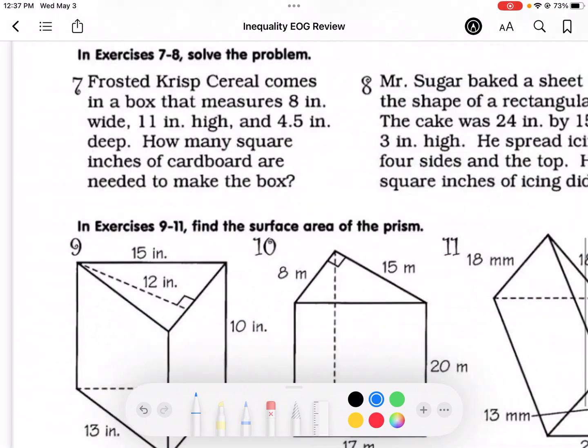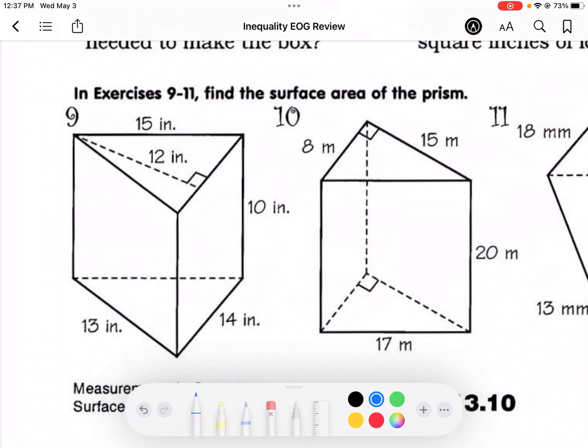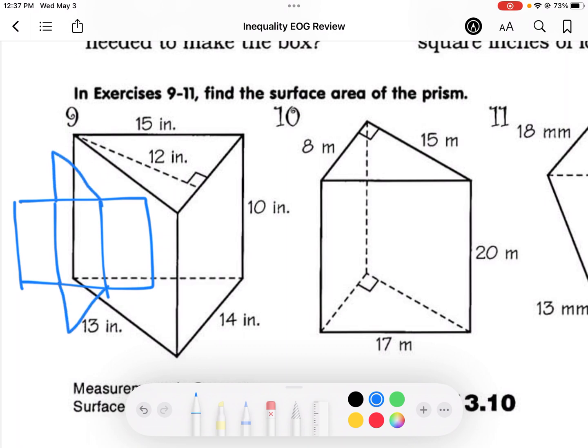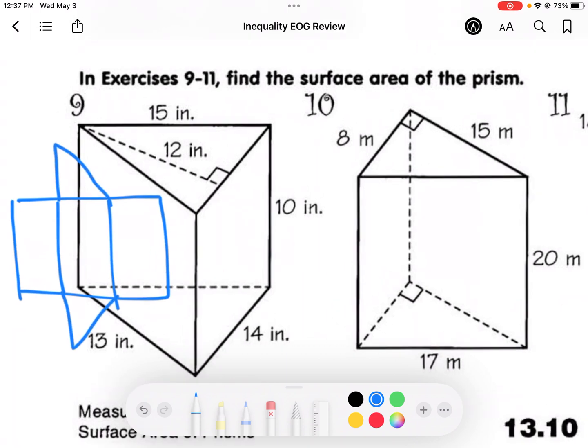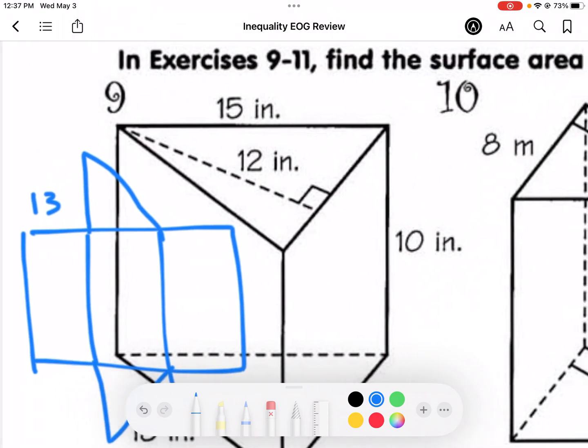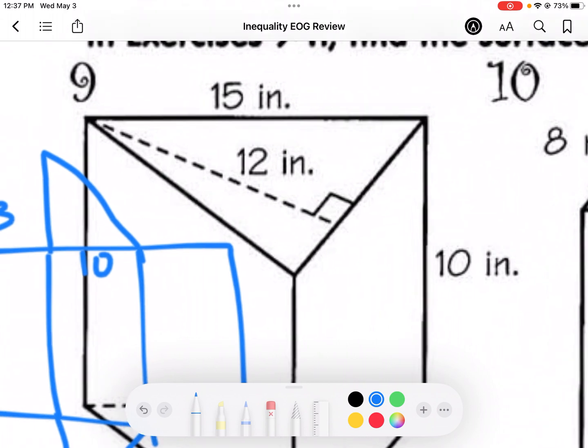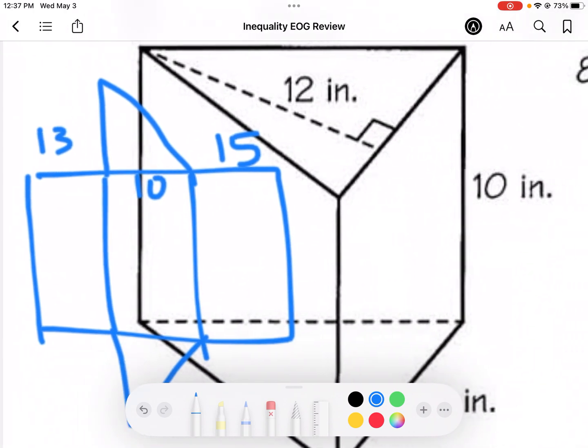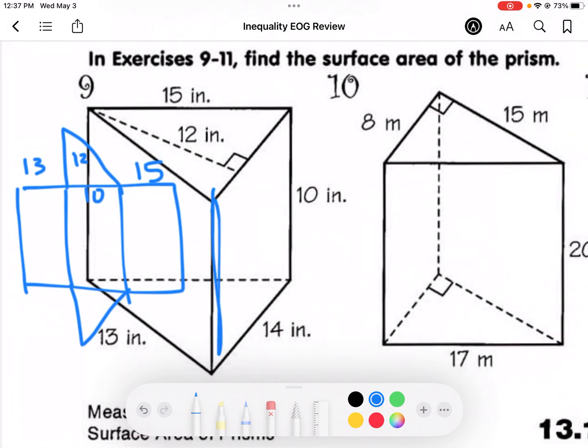All right, let's choose some of these triangular prisms. So the sides of the triangle make up your width. So I've got 13, 10, and 15. Then I know the height of this triangle is 12. And I know the distance between the two bases is, hang on, this one shouldn't be 10, this one should be 14. Distance between the two bases is 10.